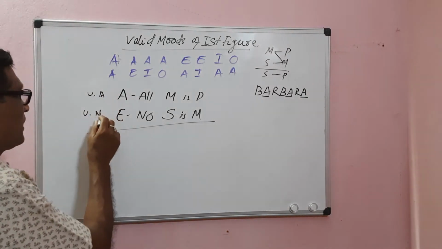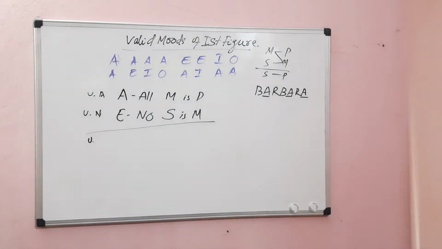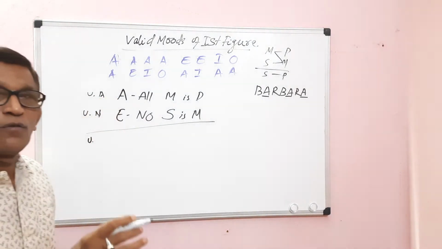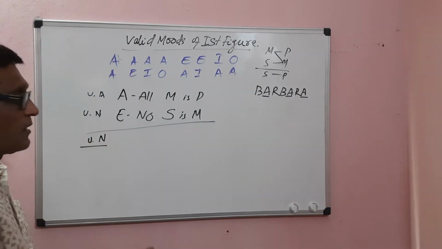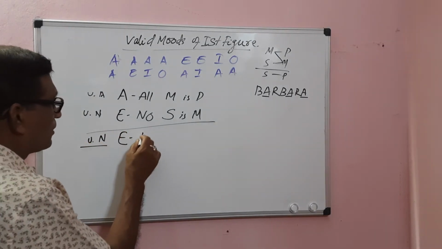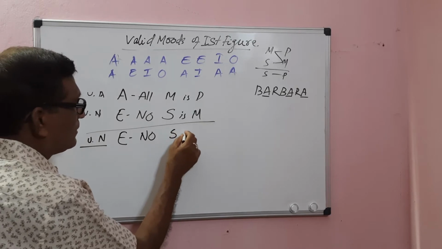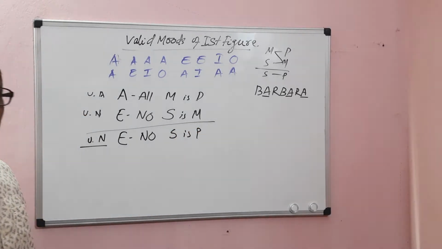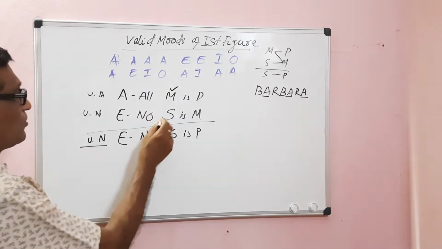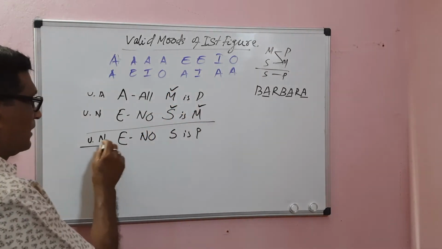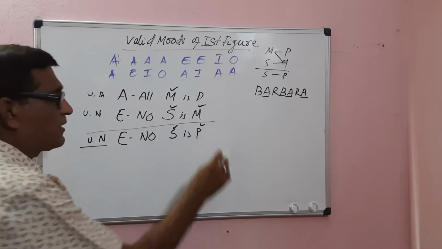When one is affirmative and another is negative, according to the rule, if one premise be negative, the conclusion must be negative. So the conclusion must be universal negative. Universal negative means E proposition: no S is P. Then we have to see the distribution of terms. A proposition distributes the subject term. E proposition distributes both subject and predicate.